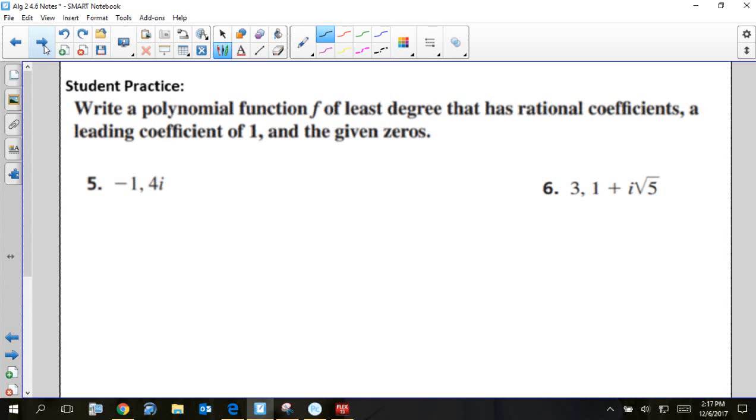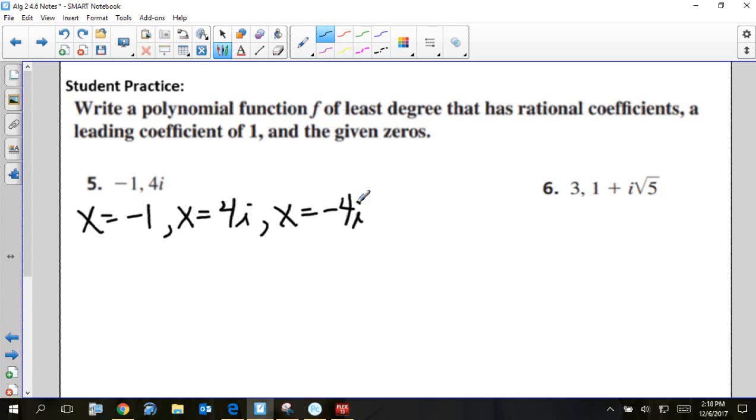So is it always only what they give you? Or did we just talk about when you have to add more? Who comes in pairs? Square roots and imaginaries. They come in pairs. So if you see either square roots or imaginaries, you've got to add extras in. So my very first one, I should have x equals negative 1, x equals 4i, and x equals negative 4i.